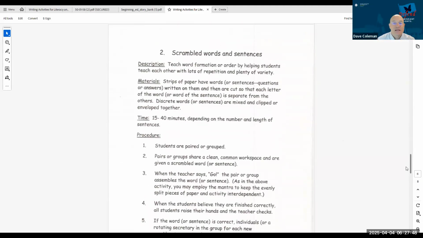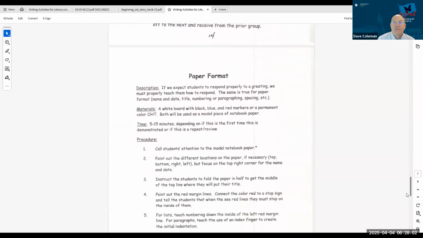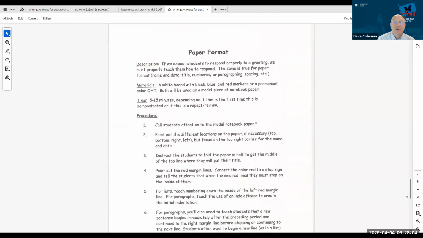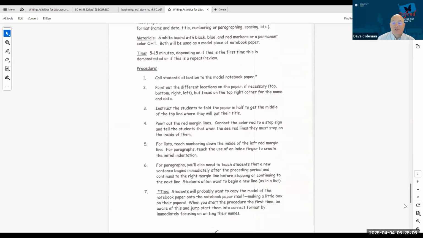Oh, scrambled words and sentences. You guys know this game. You have students take their little individual letters or words and create words or sentences. And then how to format a paper for writing. So just check this out.